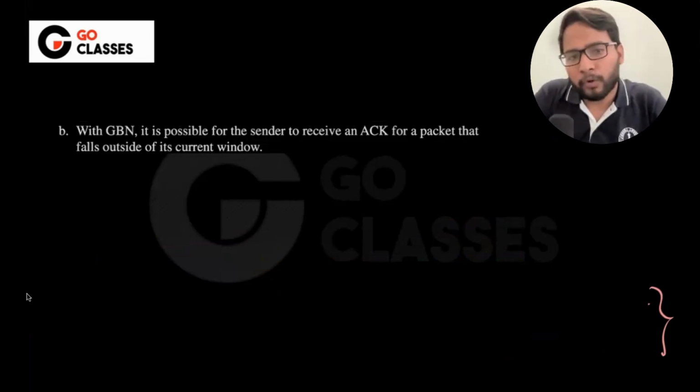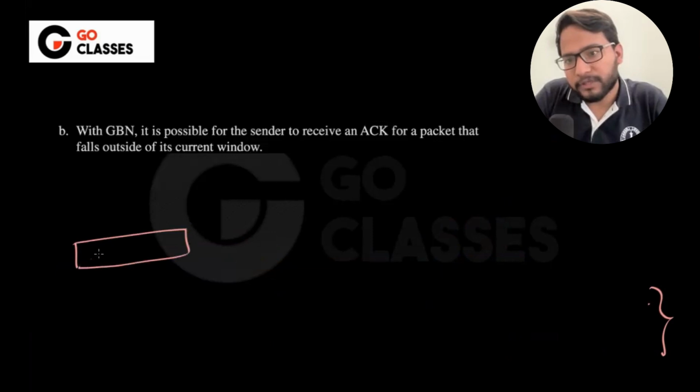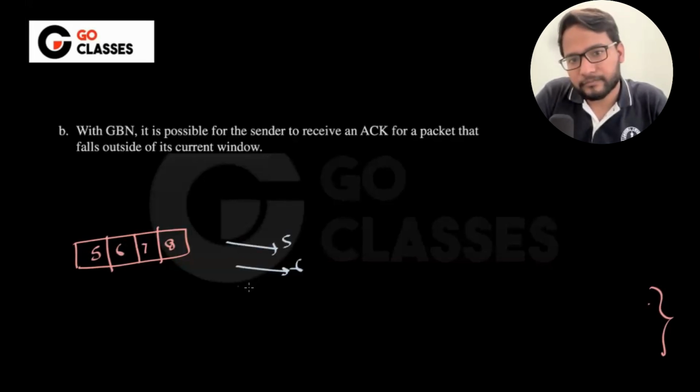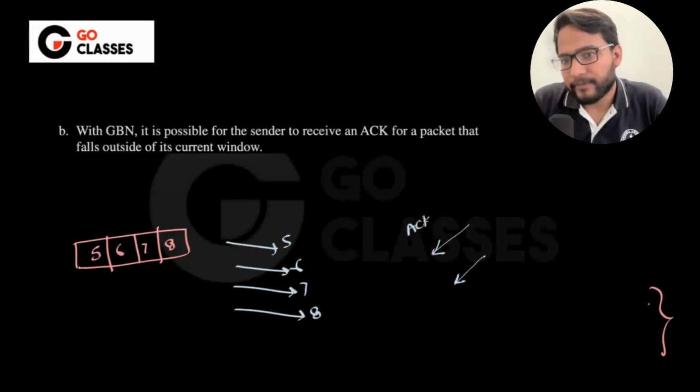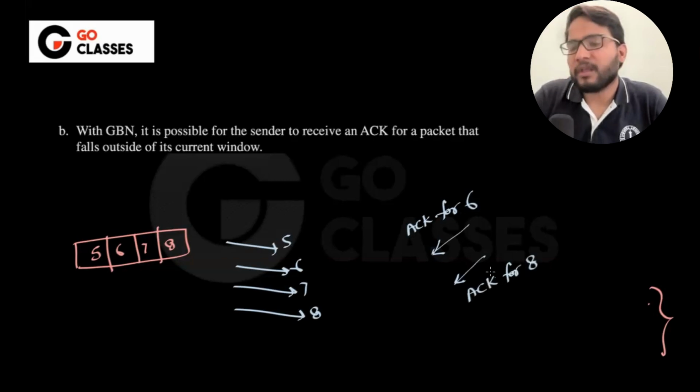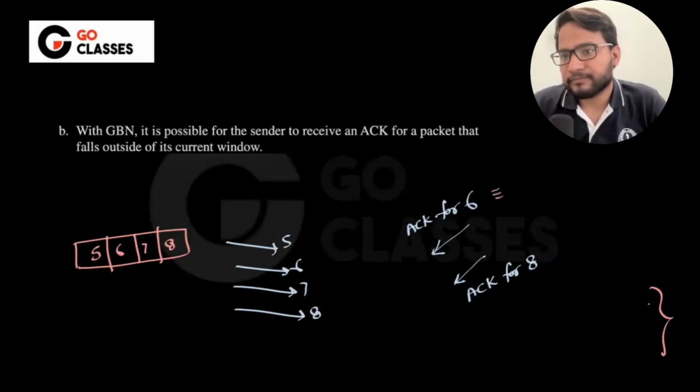See, in Go-Back-N we use cumulative acknowledgement. Let's suppose the packets are 5, 6, 7, 8, and whenever you are sending them, it will send the ACK 4. Depending on that, you send an ACK after 2 packets or after some time, but it will be cumulative acknowledgement. Let's suppose it says, I'm sending the ACK for 6 and I'm sending the ACK for 8. Can you tell me, ACK for 6 means what will the ACK number?